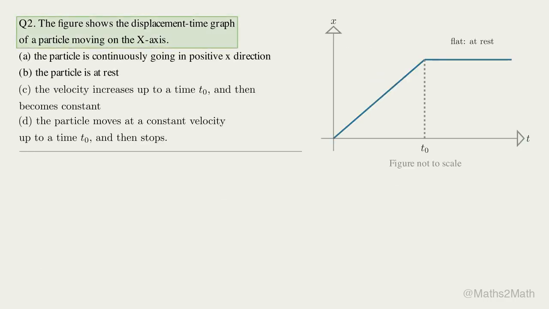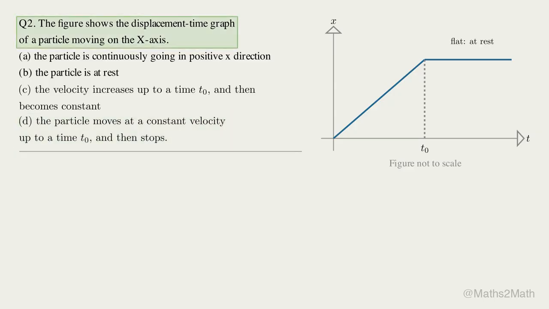Question 2. The figure shows the displacement time graph of a particle moving on the x-axis. Option A. The particle is continuously going in the positive x direction. Option B. The particle is at rest. Option C. The velocity increases up to a time t0 and then becomes constant. Or Option D. The particle moves at a constant velocity up to t0 and then stops.